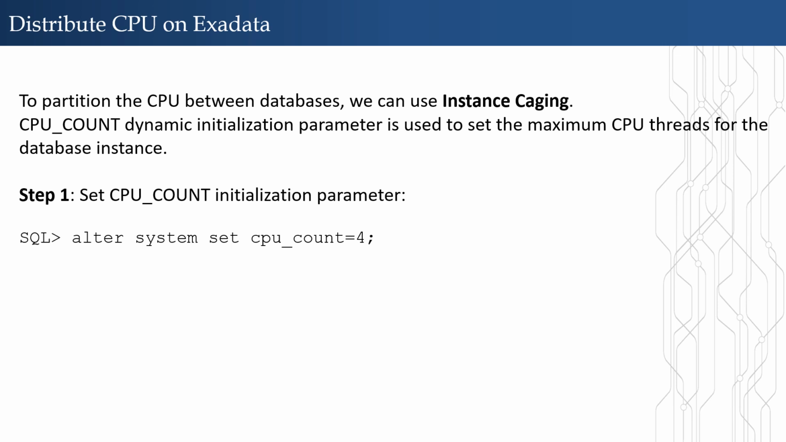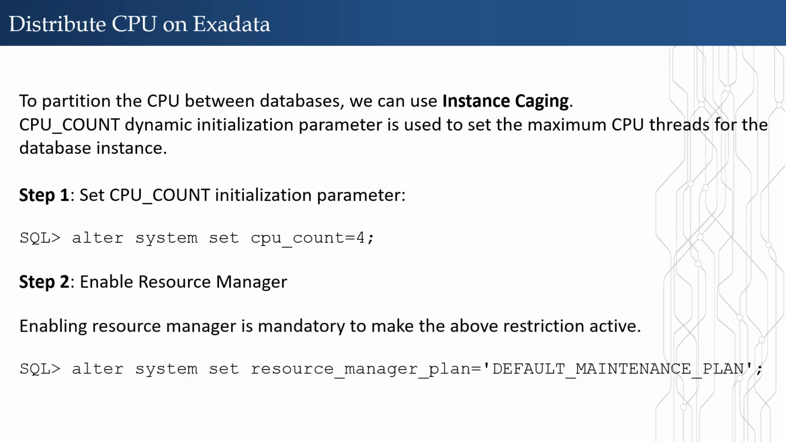For distributing the CPU, this is not Exadata specific. It can be done on any server. We use instance caging. We set the CPU count parameter for partitioning the CPU between the databases, and after that we must enable resource manager to be able to make the above changes active. Otherwise, CPU count is not considered as a limit in case you do not set the resource manager, so it's mandatory here.